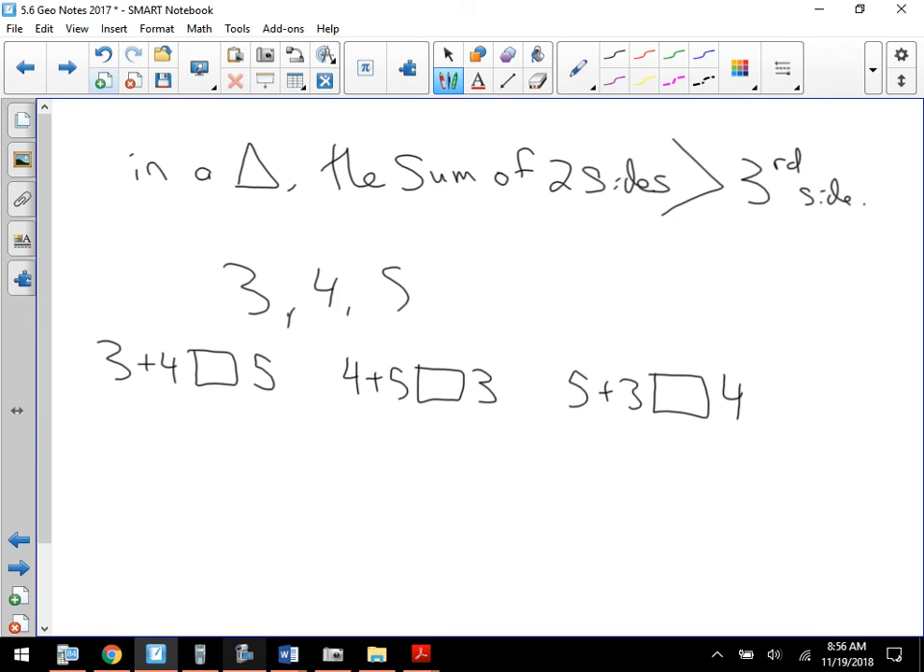So again, this is going to be real tough. 3 plus 4. Is 7 bigger than 5? Okay. What's 4 plus 5? Is 9 bigger than 3? What's 5 plus 3? Is 8 bigger than 4? Can you make a triangle with those side lengths then? That's what it means. And yes, you're right. You did something like this way back.